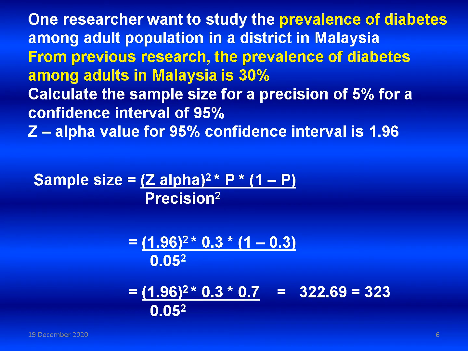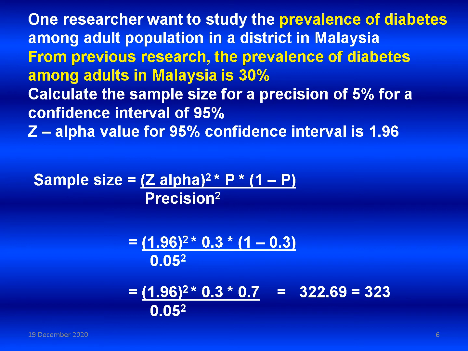Now we can go through some examples. First example is like that. Please go through it. One researcher wants to study the prevalence of diabetes among the adult population in a district in Malaysia. It's a prevalence study, right? Usually, cross-sectional studies are used for estimating prevalence or proportion. So it is a cross-sectional research.